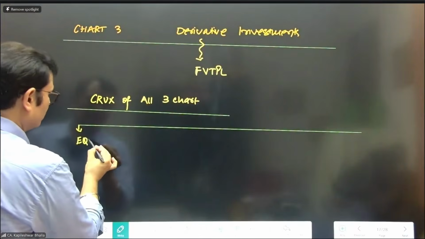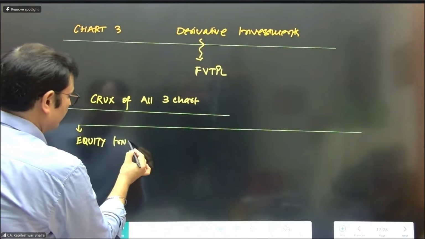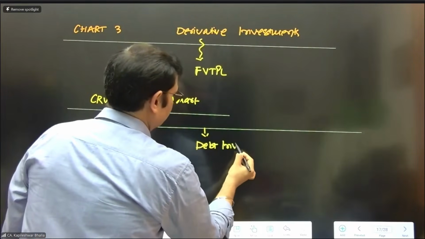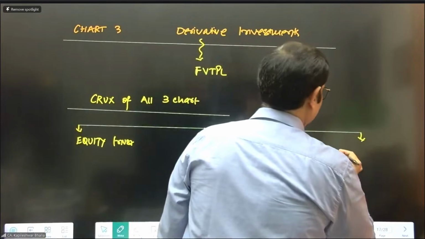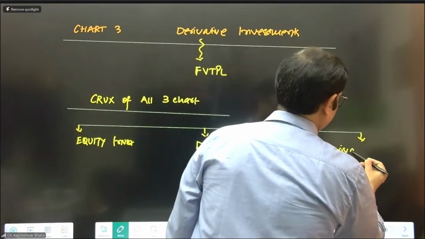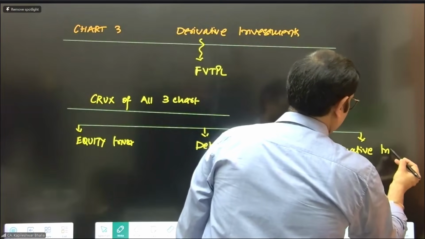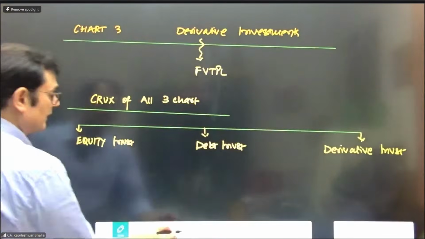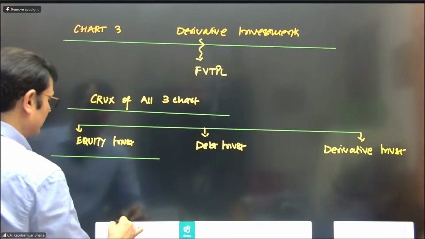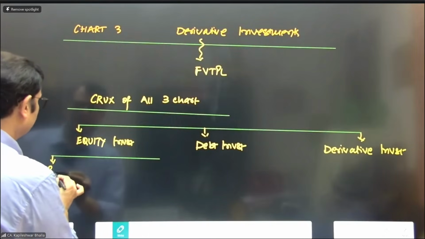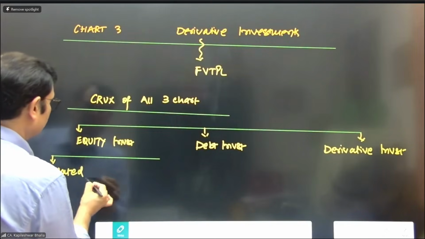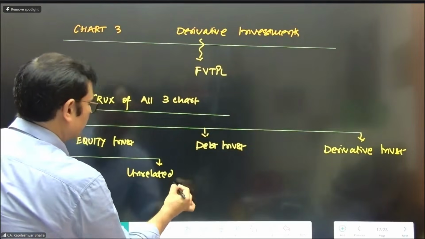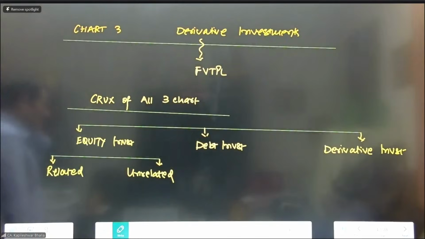You've got equity investments, that is 1. You've got debt investments, that is 2. And you've got derivative investments, that is 3. So I'm looking at the crux of all the 3 charts put together in a single go. If you've got equity investments, let me first ask myself, is it in a related party or is it in an unrelated party?